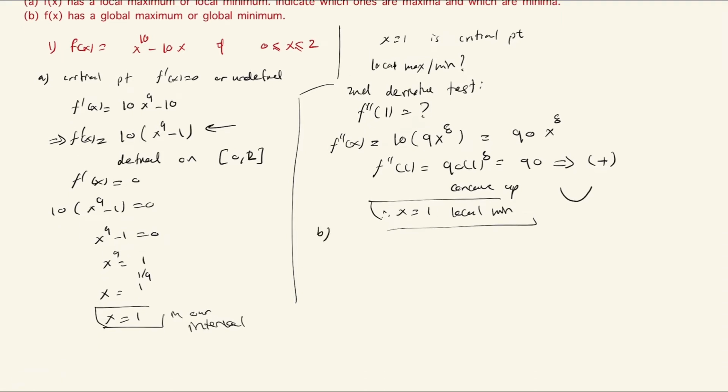For part B, we want to find a global maximum or minimum for the function. Notice this is a closed interval. This means we are guaranteed to have a global maximum or minimum. So what I'm going to do here is evaluate our critical point 1 and our endpoints 0 and 2 in the function f of x. The highest value is going to be the global maximum, the lowest value is going to be the global minimum.